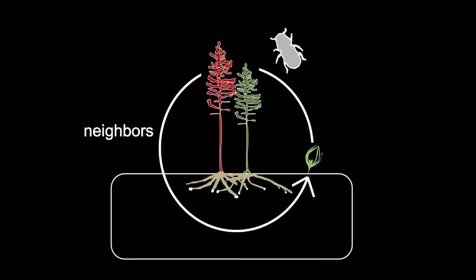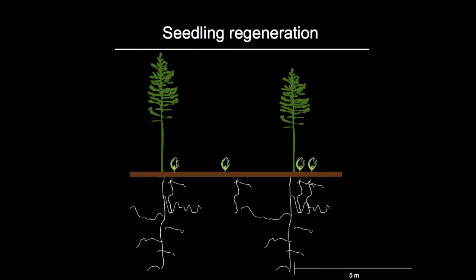So if we take a neighbor level view at local site conditions, seedling regeneration can be determined by a number of factors, including light availability, species shade tolerances, root competition for resources, and as well common mycorrhizal networks.